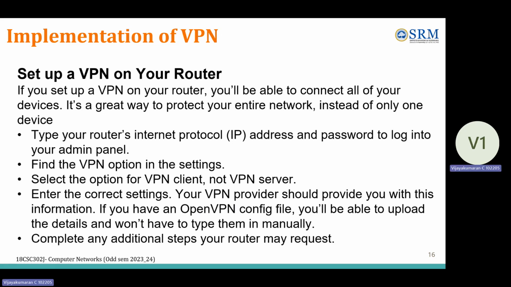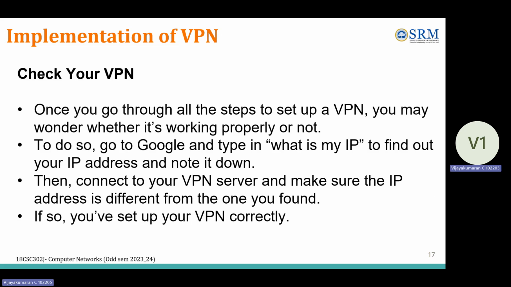So see all the instructions given in your VPN software. Then you can set up your VPN on your router. Then how it is working, whether the installed VPN is working correctly or not, you need to check. For that, once you have installed the VPN, Google it by typing what is my IP in your browser, Google or some other browser. Your IP address will be displayed, or in the Windows command prompt, you can type ipconfig, it will display your IP address, note it down.